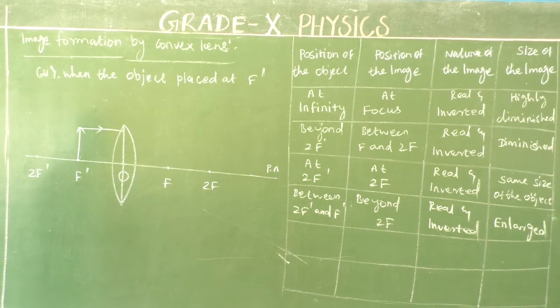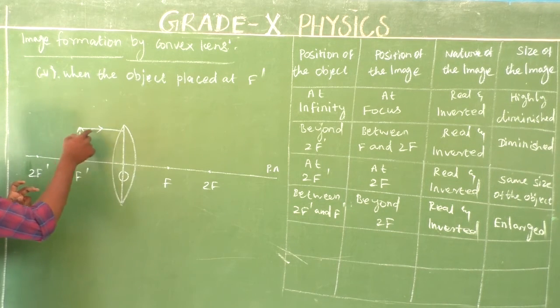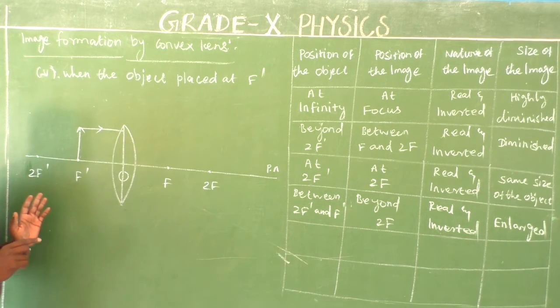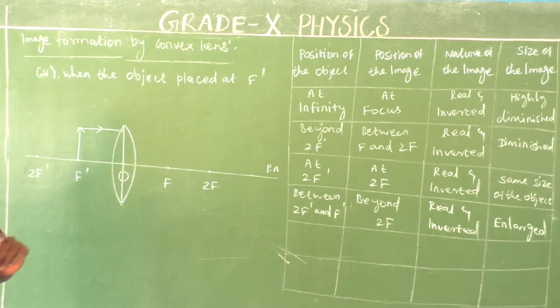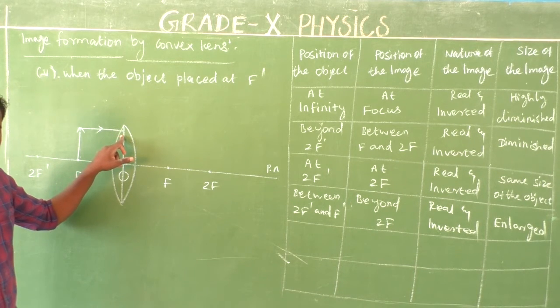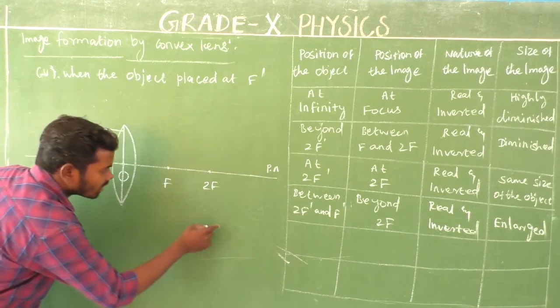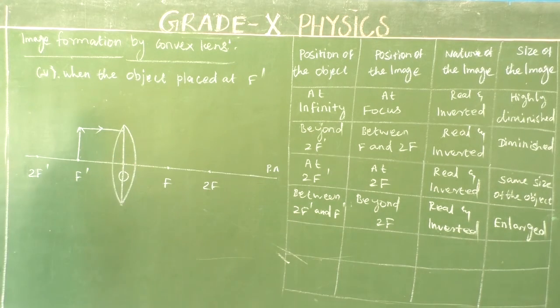So what is this ray? This ray is an incident ray. Am I right? So look here. This incident ray is parallel to the principal axis. Am I right? So this is the principal axis, and this ray of light is parallel to it. So what is the first rule? If a ray of light is parallel to the principal axis, what will happen? It will pass through its focus on the other side. That is the first rule. Am I right?